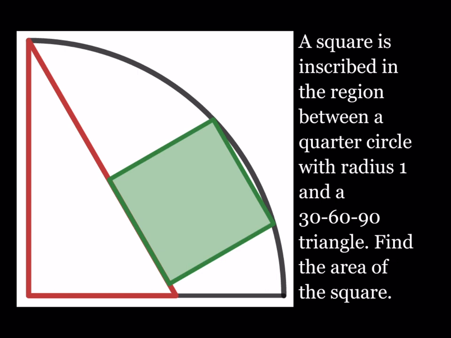Now we do have a square that's inscribed in the region between a quarter circle with radius 1 and a 30, 60, 90 triangle. Find the area of the square.